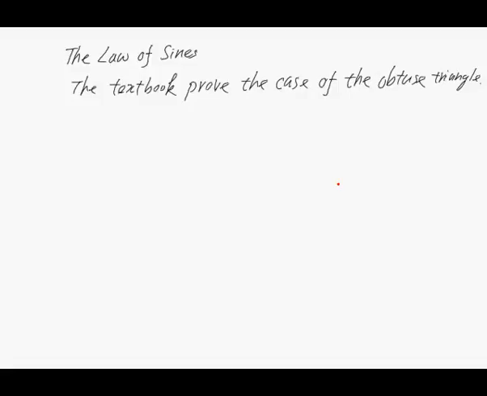Okay, acute triangle. So an acute triangle is a triangle with all three angles being acute angles. So now we will prove this law of sines in the case of the acute triangle. And let's first sketch an acute triangle.